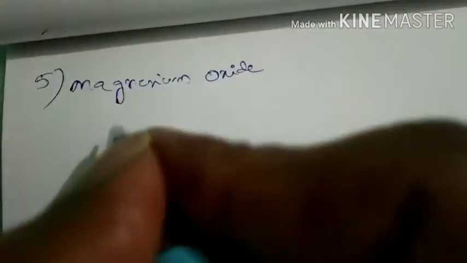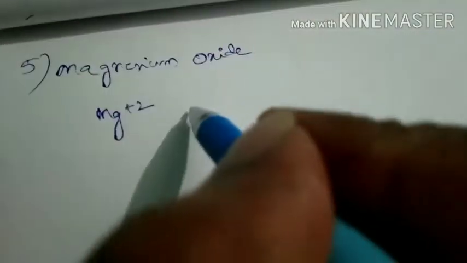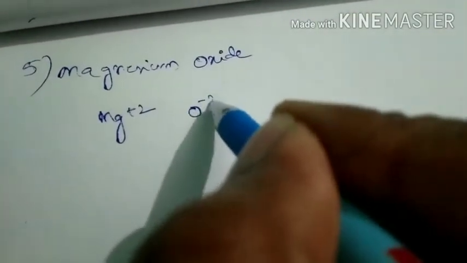That is magnesium oxide. Magnesium oxide. Here the symbol for magnesium is Mg 2+. Here the symbol for oxide means O 2-.